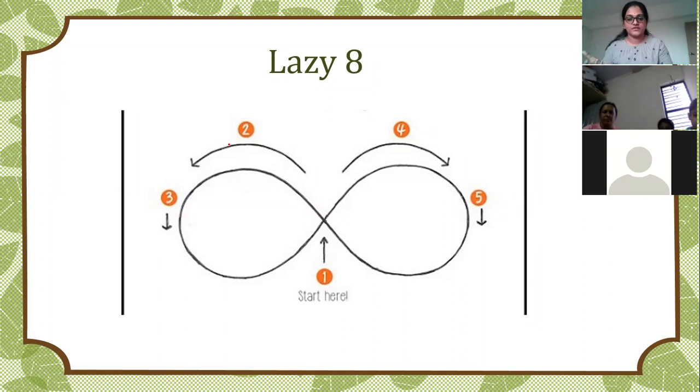Your brain boosts. Even we can see most of the old people complaining about memory issues. They forget things. When they do lazy 8 continuously 40 times daily using their right hand and left hand, right hand 40 times, left hand 40 times in their notebook. What are you supposed to do? You take a notebook.